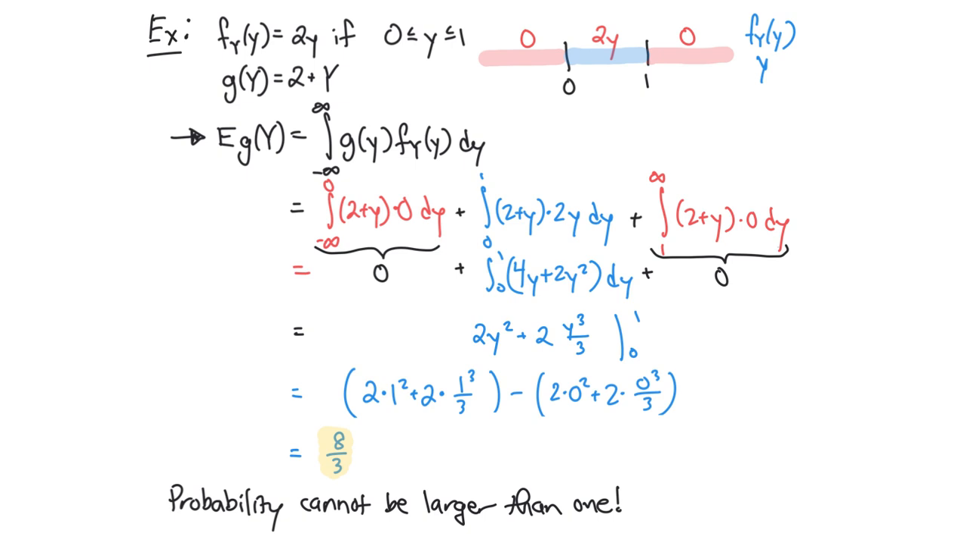That's not in the standard range where probabilities must be between 0 and 1, but that's fine. This is not a probability problem. This is an expected value or average problem.